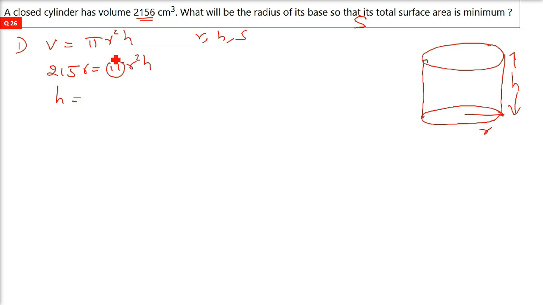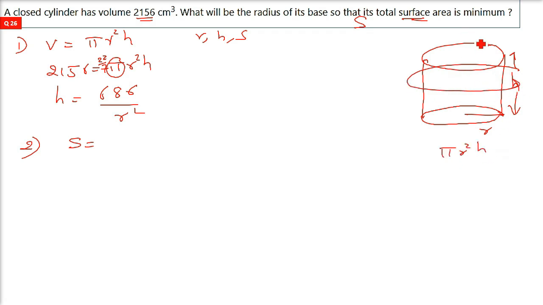And let me tell you, you can just use pi equals 22 by 7 in this question. We have to use this pi as 22 by 7. We cannot just write pi. So I've replaced pi by 22 by 7, and this is what we got for h. What is the total surface area?